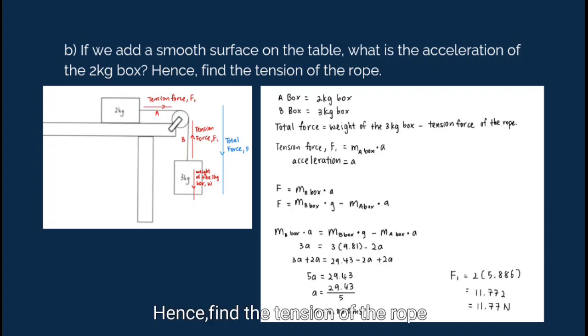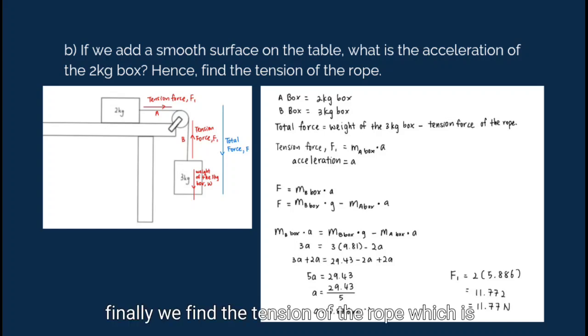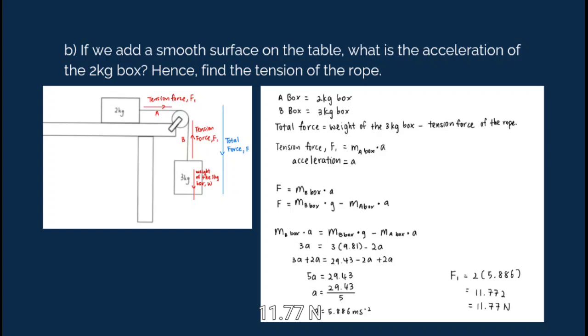Hence, find the tension of the rope. The tension of the rope is the mass of A box multiplied by acceleration. The mass of A box is 2 kg, multiplied by the acceleration, which is 5.886 meters per second squared. Finally, we find the tension of the rope, which is 11.77 Newton.